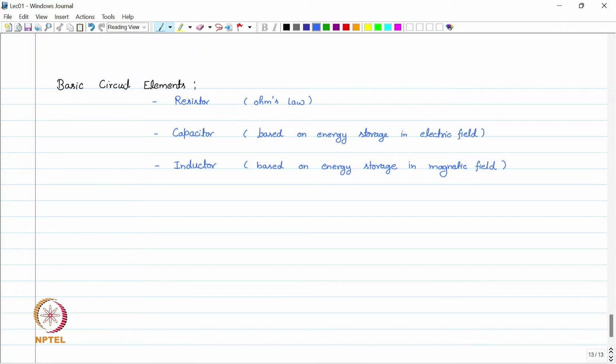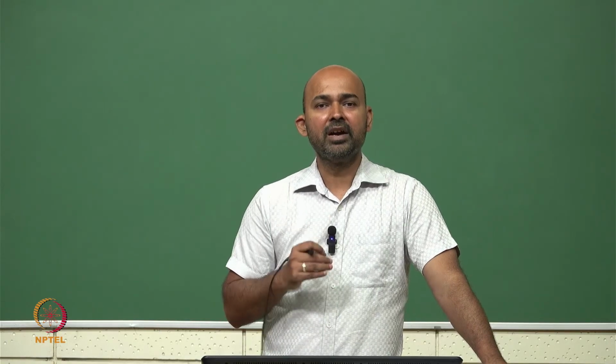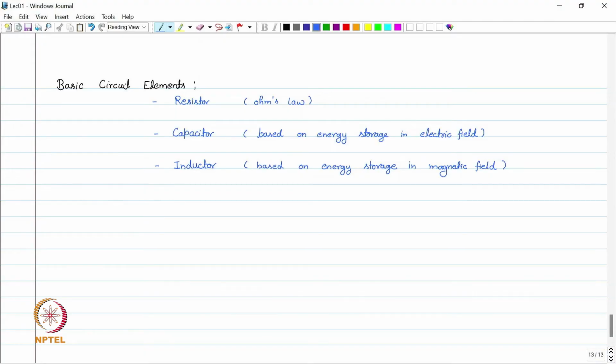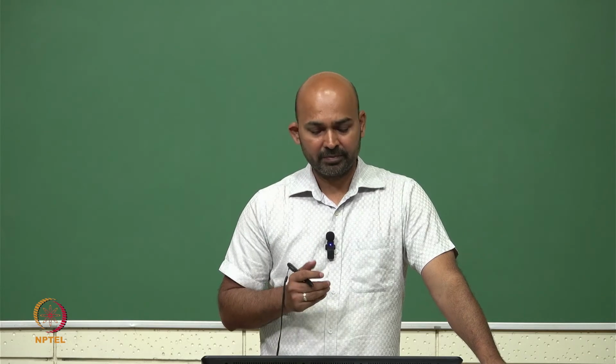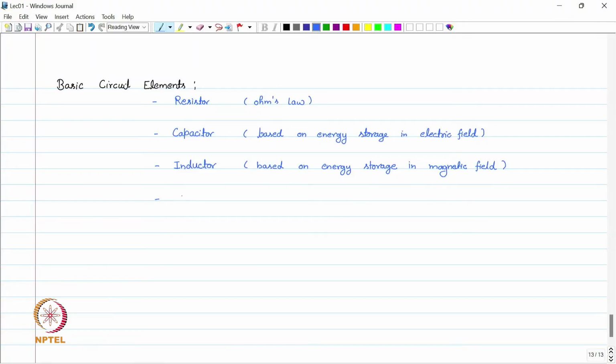There is a built-in electric field in the device which stores the energy. The third is the inductor. An inductor is nothing but a device which stores energy in the magnetic field. There is a specially designed structure so that a magnetic field is confined in the device, and this magnetic field stores the energy inside the device. So these are the basic circuit elements. Along with them we have the voltage sources.